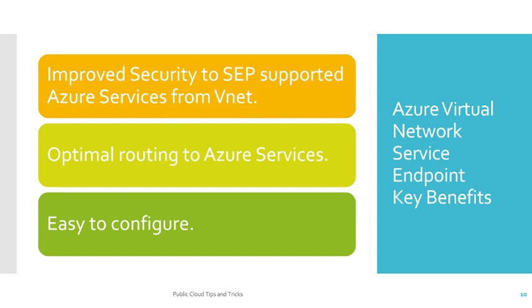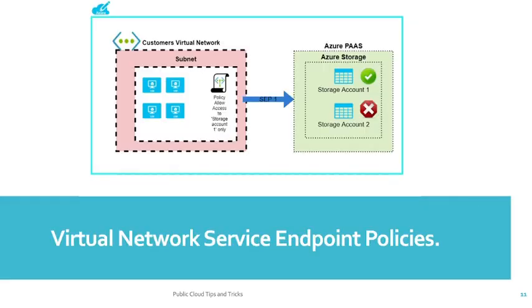Now the second benefit is optimal routing to Azure services. As I explained, the connectivity from your Vnet to that particular service will follow the optimal route to reach the Azure services from your Vnet. And the most beautiful benefit of this feature is that it is really very easy to configure. You can configure it easily as compared to other services.